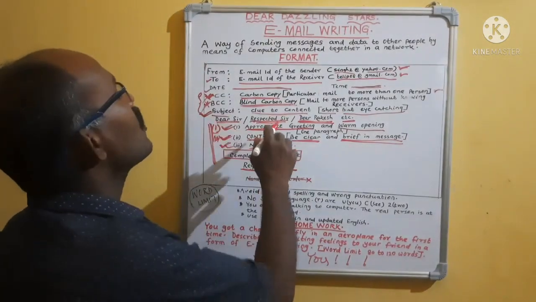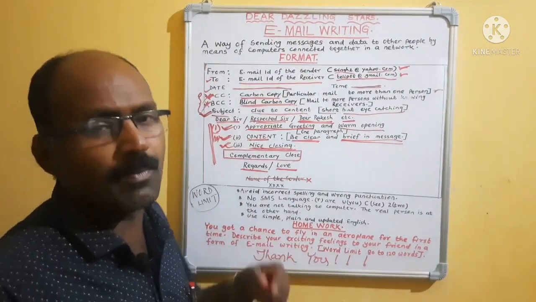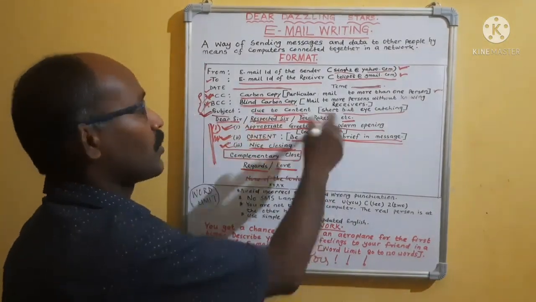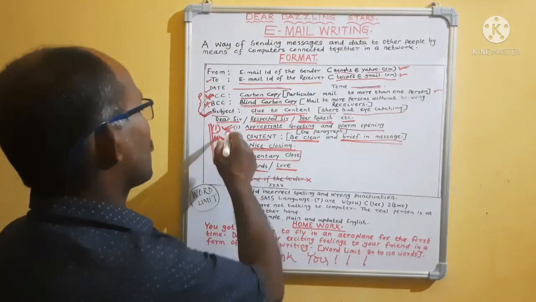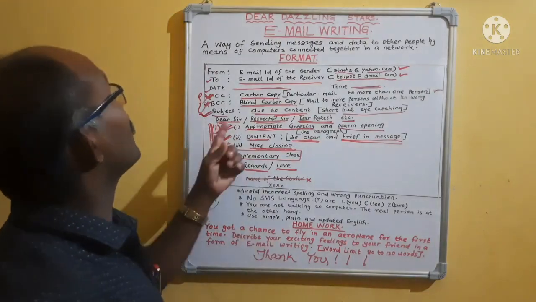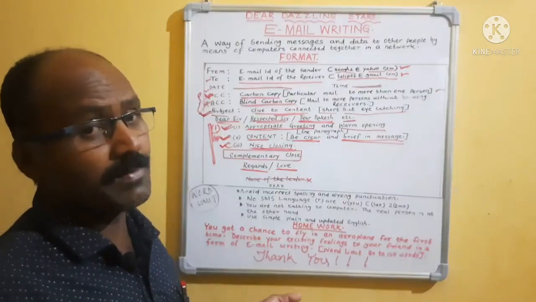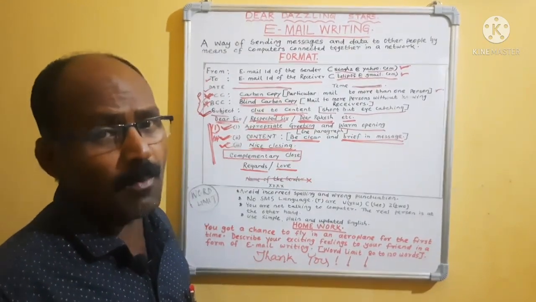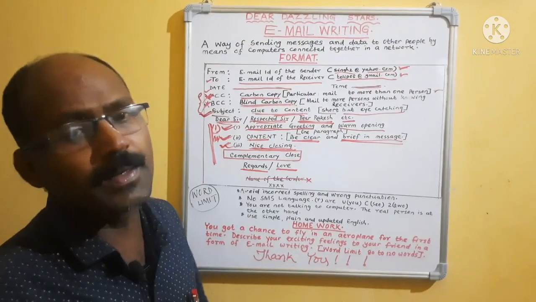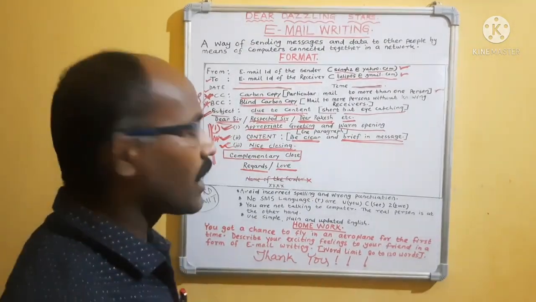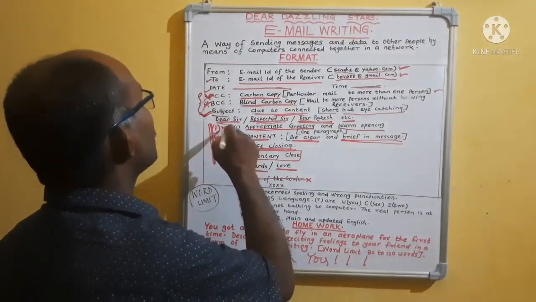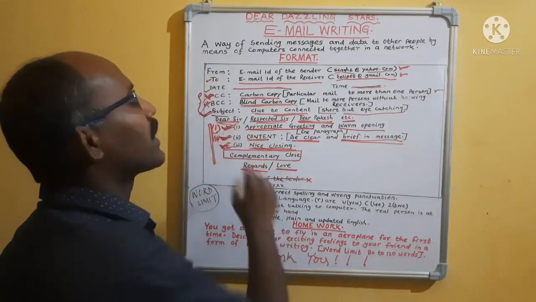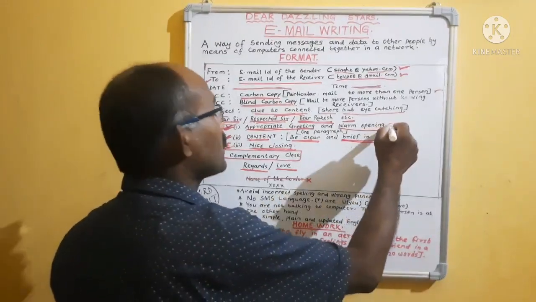Then the subject. You will get the subject matter from the question. That means you will give the clue, but it should be short. Then come to the salutation, dear sir or respected sir. It depends upon the letter, upon the email writing. If it is formal, you have to write in a formal way. If it is informal, you have to write in an informal way. That means three very short paragraphs you have to make. Appropriate greeting and a warm opening should be there.